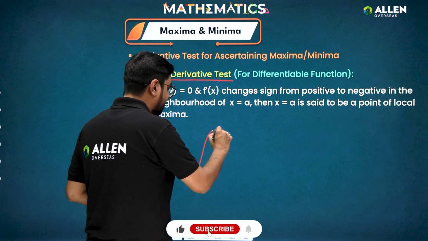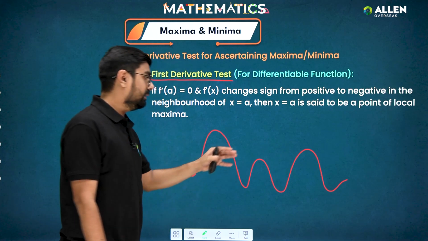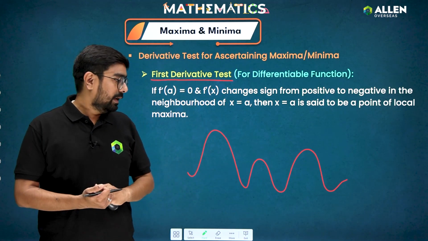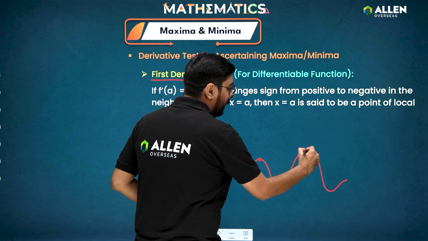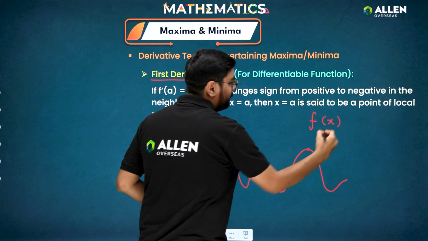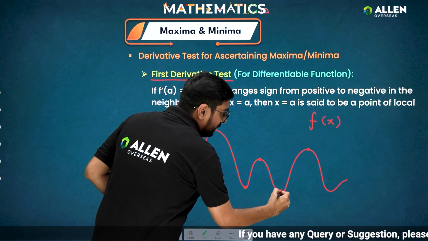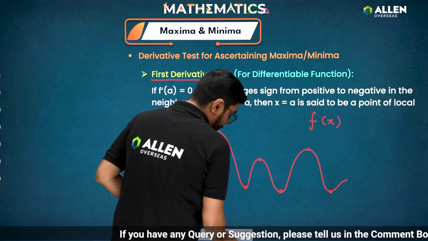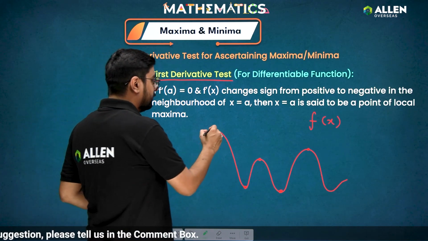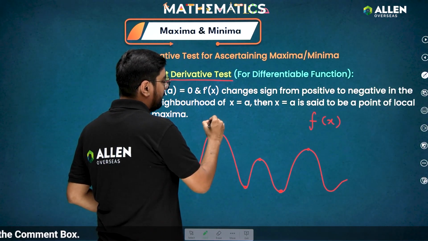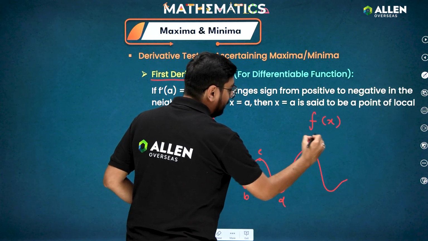Let's suppose that this is the graph of a function. Now we can see three peaks over here. Let's say this function is f of x, and these points are lows. Let's say this point is A, this point is B, this point is C, this point is D, this point is E.